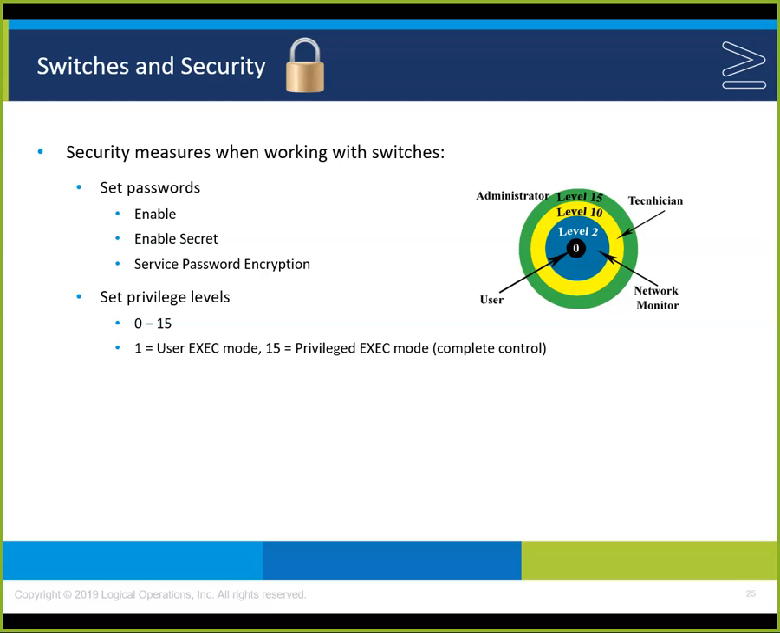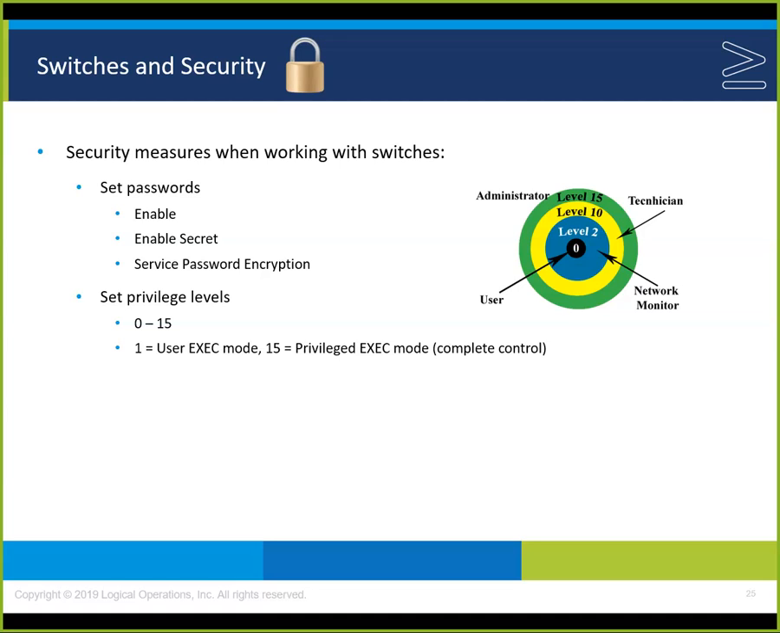The privilege levels that we have are 0 to 15. One is the user exec mode, the greater than sign. The 15 is the privilege exec mode, the pound sign. So we can go from 0 privileges, no privileges, limited privileges, to unlimited privileges based on the privilege level. Nothing's really assigned to the in-betweens.